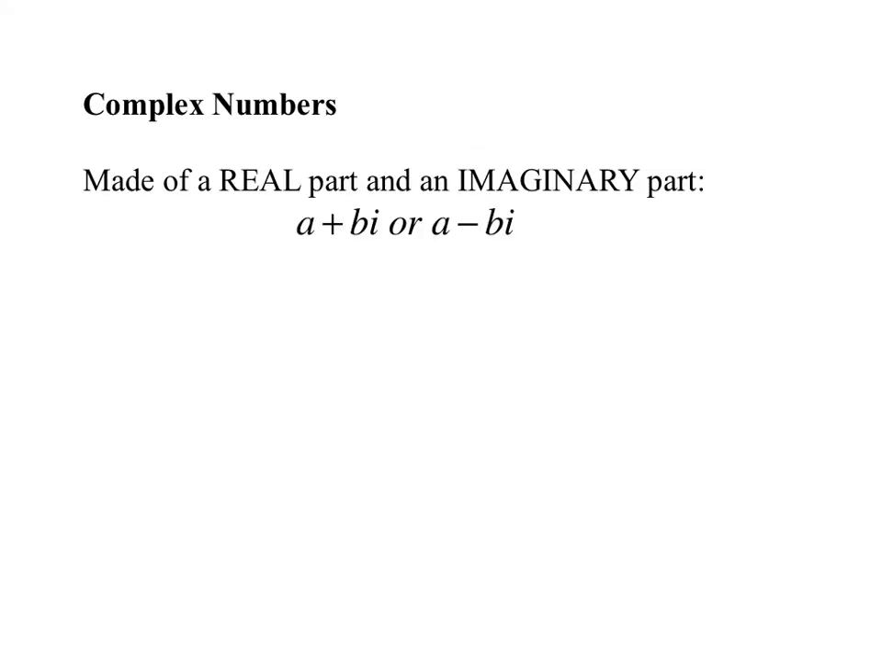We're now transitioning to complex numbers, which are made up of a real part and an imaginary part. The real part would be this value right here, and then the imaginary part is the value that's got the i. So it's a combination, plus or minus, of a real and an imaginary number.